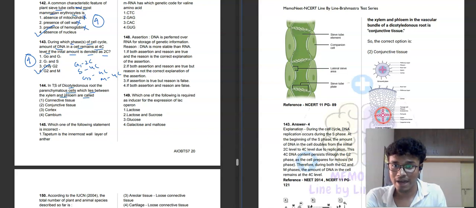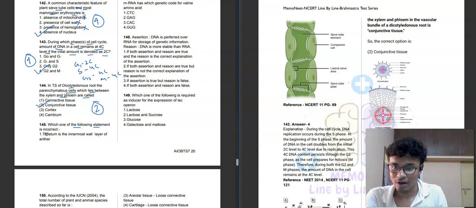Dicotyledonous root, what happens? The parenchymatous cells which lie between xylem and phloem are basically called, here you can see also in diagram, this is called conjunctive tissue. So 144, second option will be your correct answer for this question. The next question, which of the following statements is incorrect?